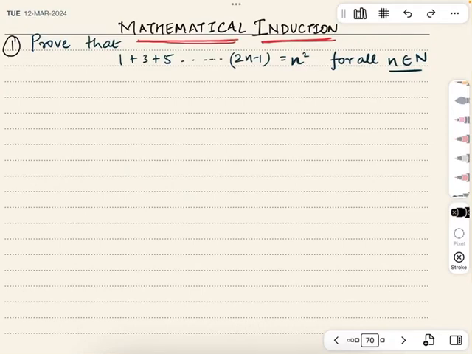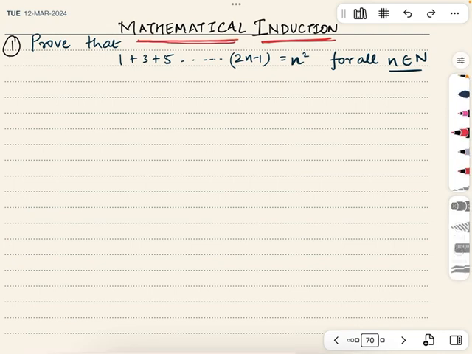Hi everyone. In this video, we are going to prove a statement which states that the sum of the first n consecutive odd numbers results in n square. What I'm trying to say here is that if I add 1 plus 3, which are two consecutive odd numbers, they add up to 4, which is also the square of 2. If I add 1 plus 3 plus 5, that results in 9, which is also 3 square.